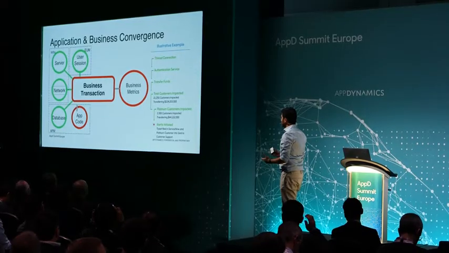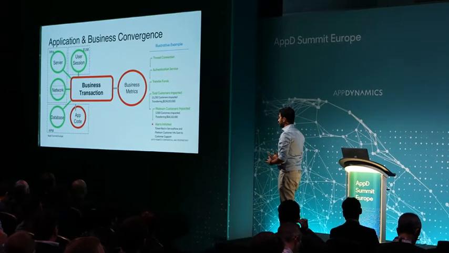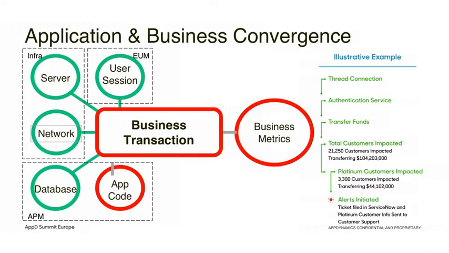On the left-hand side, you see all the different core technologies that go into powering this. We are looking at your databases. We are looking at your app codes. We are looking at every single line of code that's instrumented when customers are interacting with your application. And that's really feeding into business transaction, which provides us with a distributed context.